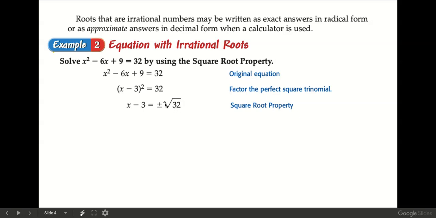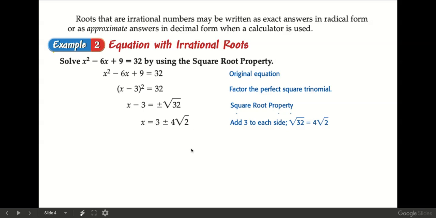Now, if you notice, the square root of 32 is not a perfect square, so taking the square root of it is going to give me an irrational number. But again, I can add 3 to both sides, and it would tell me that x equals 3 plus or minus 4 times the square root of 2, because the square root of 32 can be simplified into 4 radical 2.